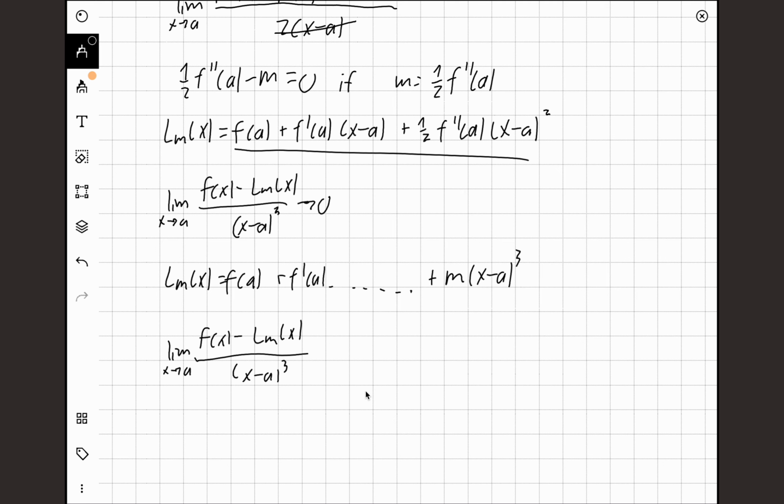If you do this at home, when you evaluate this limit, you're going to get 1/6 f triple prime of a minus m. So you're going to see that this goes to 0 only if m equals 1/6 times the third derivative of f at the point a. This is the only m which is going to make this quotient go to 0.